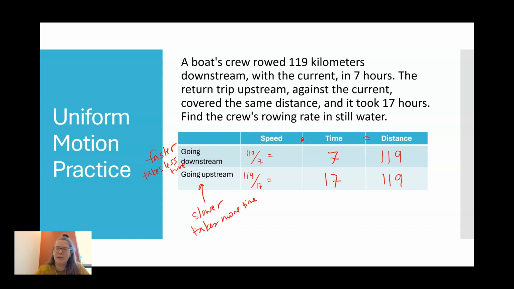So that's a helpful way to remember that. 119 divided by 7, we were going 17 kilometers per hour here and 7 kilometers per hour here. So helpful, but the question asks, what is the crew's rowing rate in still water? So what were they doing if there was no current at all? So their rate, I'm just going to call it X today, plus the current, so going faster, was 17. And their rate taking away the current, like the current working against them, was 7.